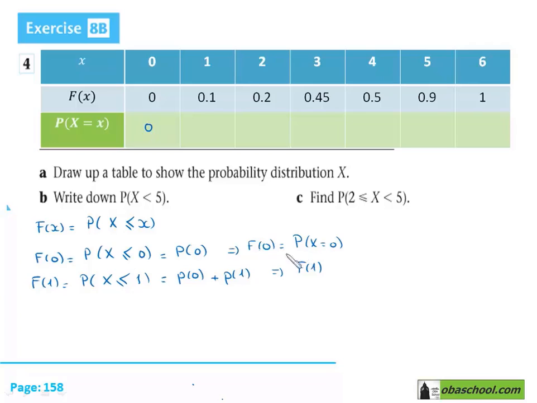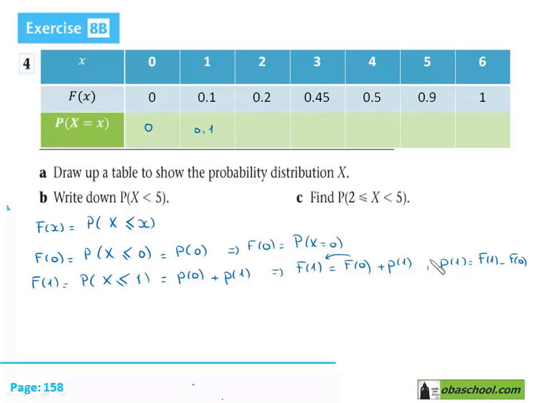Now we calculate P(1). P(1) is F(1) minus F(0). So we get rid of the value of the cumulative here. Probability for X equals 1 is F(1) minus F(0). So 0.1 minus 0, the answer is 0.1.